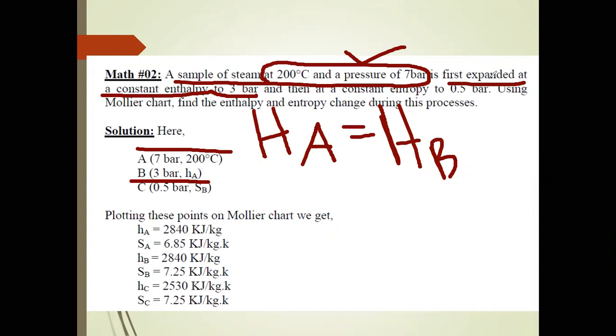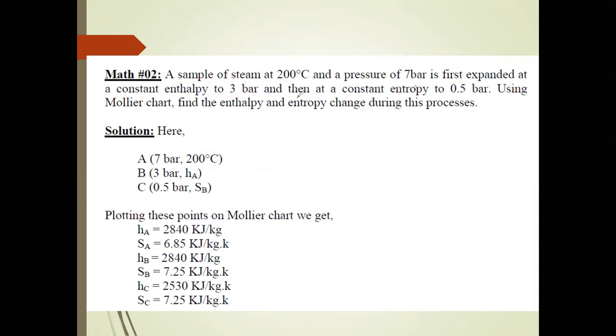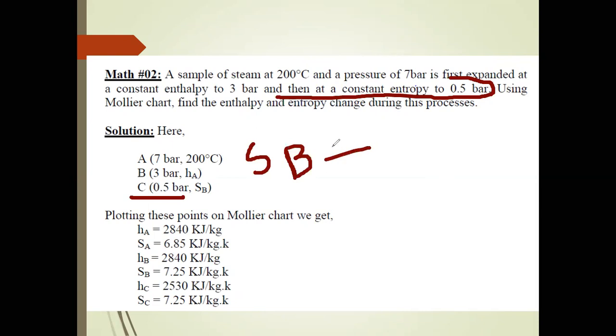That's why the B point is at 3 bar and HA. That means the constant enthalpy of A point and B point are the same. Then at a constant entropy to 0.5 bar. So at the C point the pressure is 0.5 bar and the entropy is constant. Now my student, it will be SB equals SC.